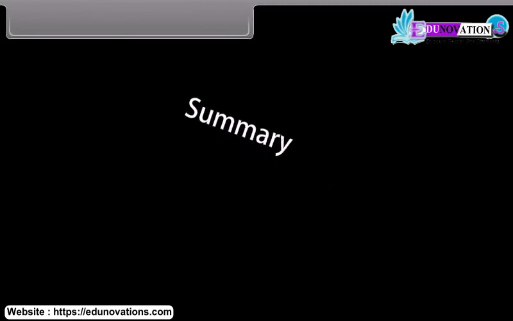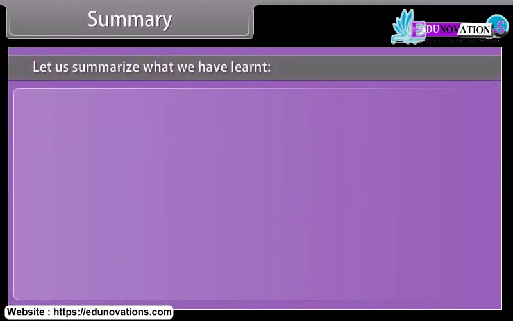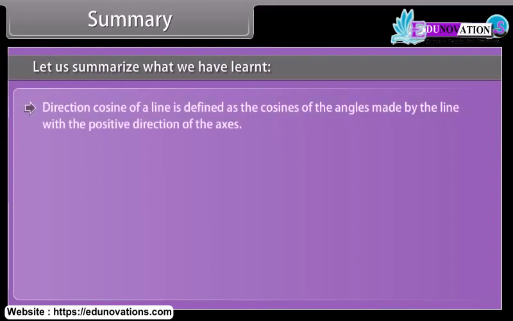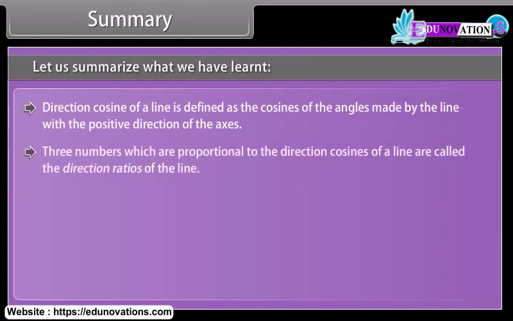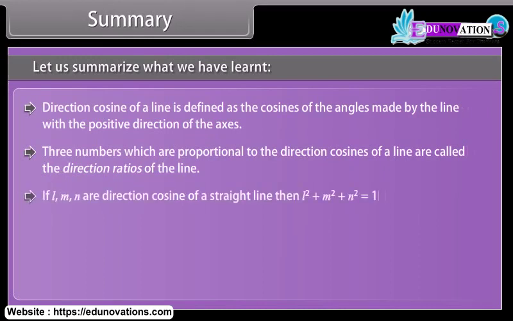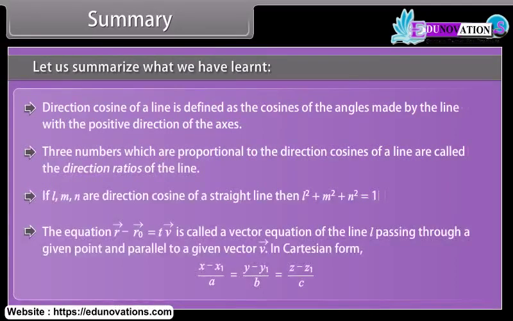Summary. Let us summarize what we have learned. Direction cosine of a line is defined as the cosines of the angles made by the line with the positive direction of the axes. Three numbers which are proportional to the direction cosines of a line are called the direction ratios of the line. If l, m, n are the direction cosines of a straight line, then the equation is called a vector equation of the line L passing through a given point and parallel to a given vector v.